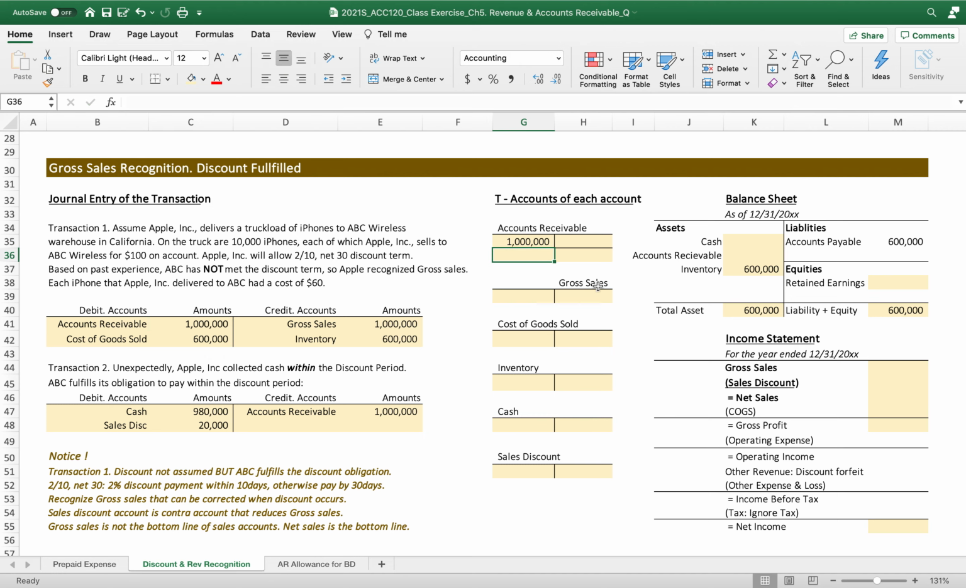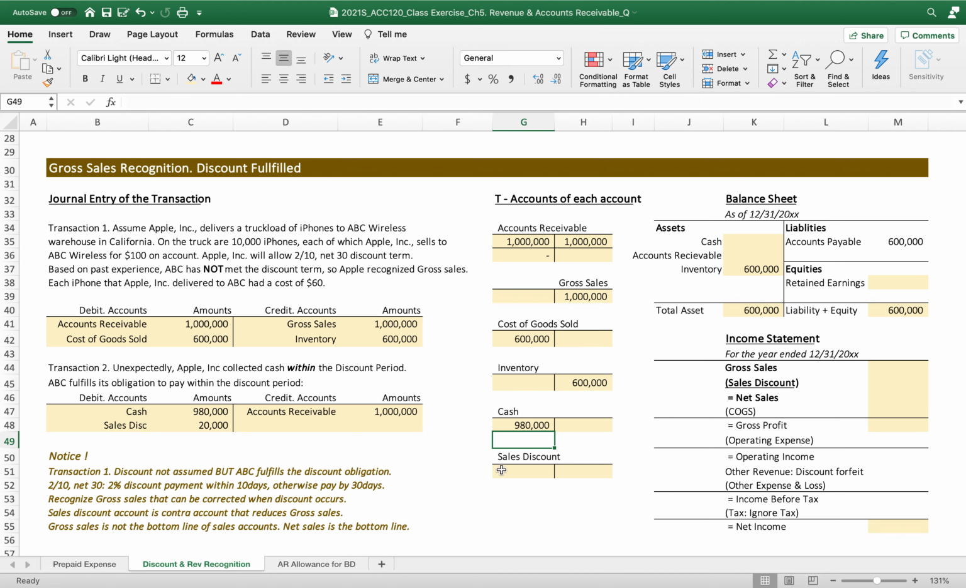Accounts receivable. Now Apple doesn't have any accounts receivable because the wireless company fulfilled its obligation to pay within 10 days by taking advantage of a 2% discount. Then gross sales always a starting point if Apple Inc. didn't consider the discount. And then cost of goods sold based on the matching principle. Inventory out, the full amount of inventory out, the cost of this inventory. And then cash received is not 1 million by taking 2% discount. The Apple Inc. only collected 980.